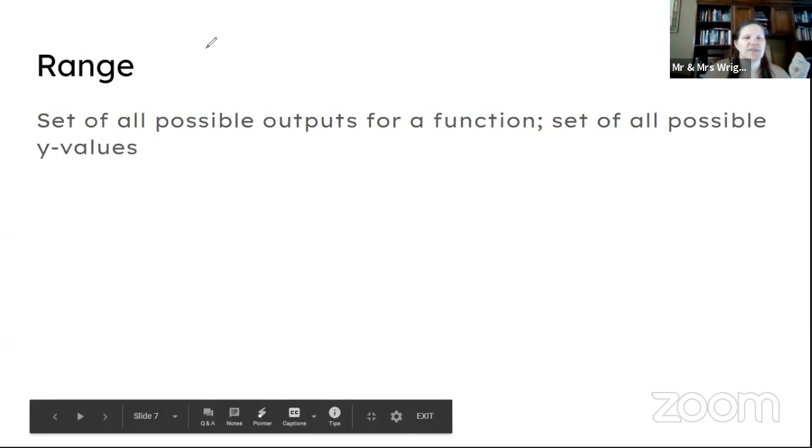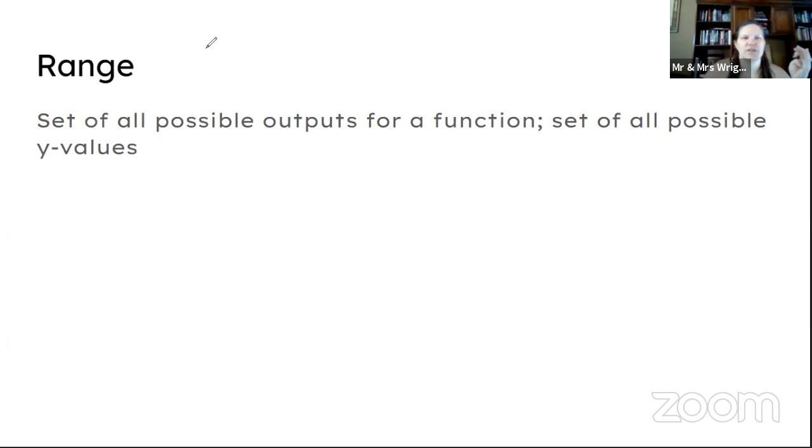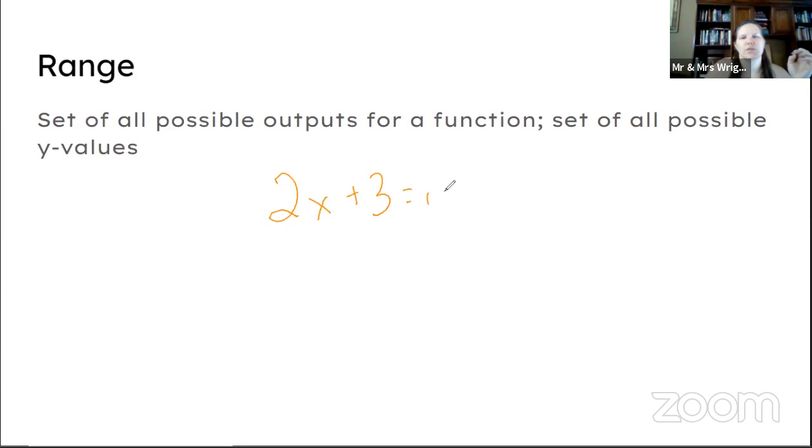Range. It's a set of possible outputs for a function, a set of all possible y values. So again, if we had 2x plus 3 equals y, it's this y right here. It's dependent on what x is, what our input value is, that determines what our output value is going to be. And that's our range.